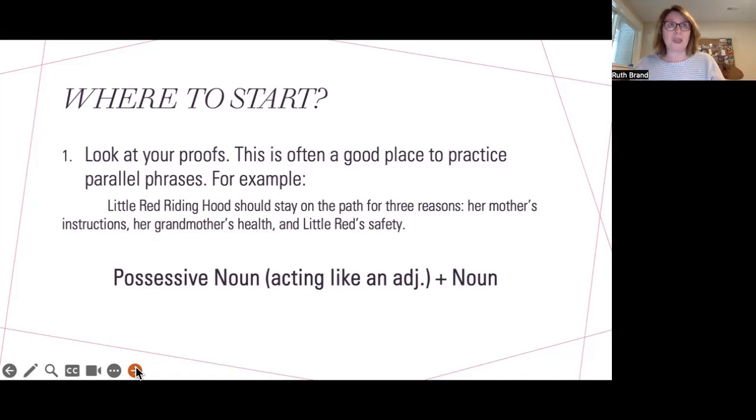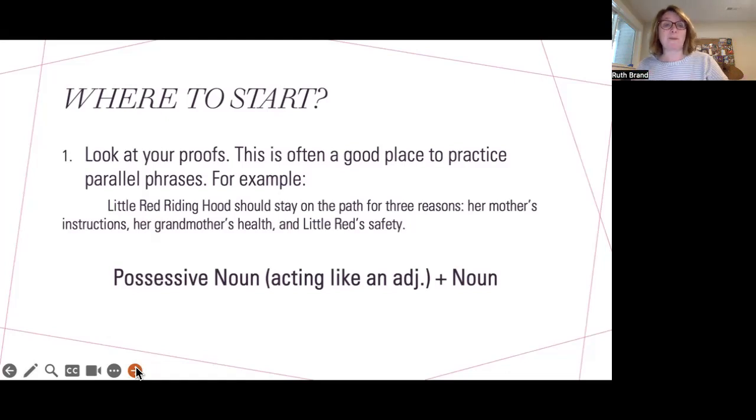So where do you start? A great place is to look at your proofs. Teachers are looking at your papers and they want your proofs to be parallel because it just works and it makes sense. And when something doesn't fit the parallel structure, like say maybe two things are parallel, and then there's the third one that's just totally off and different, it's jarring to the reader. And so having parallel phrases in your proofs is a great place to start. So that's where I would suggest that you start.